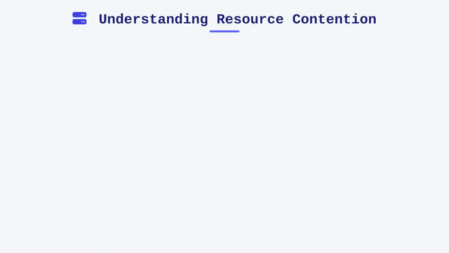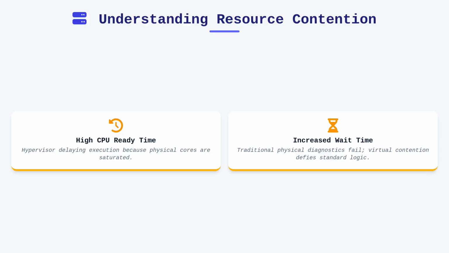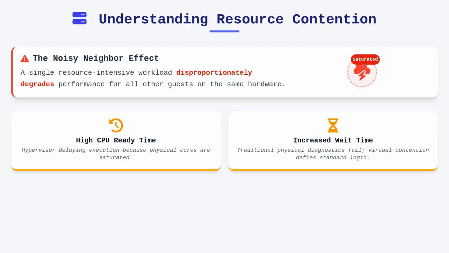In a virtual environment, resource contention often manifests in ways that defy traditional physical server diagnostics. When you observe high CPU ready time or wait time, you are witnessing the hypervisor delaying a virtual machine from executing its instructions because the physical CPU cores are already saturated by other guests. This is the hallmark of the noisy neighbor effect, where a single resource-intensive workload disproportionately affects the performance of others sharing the same underlying hardware.